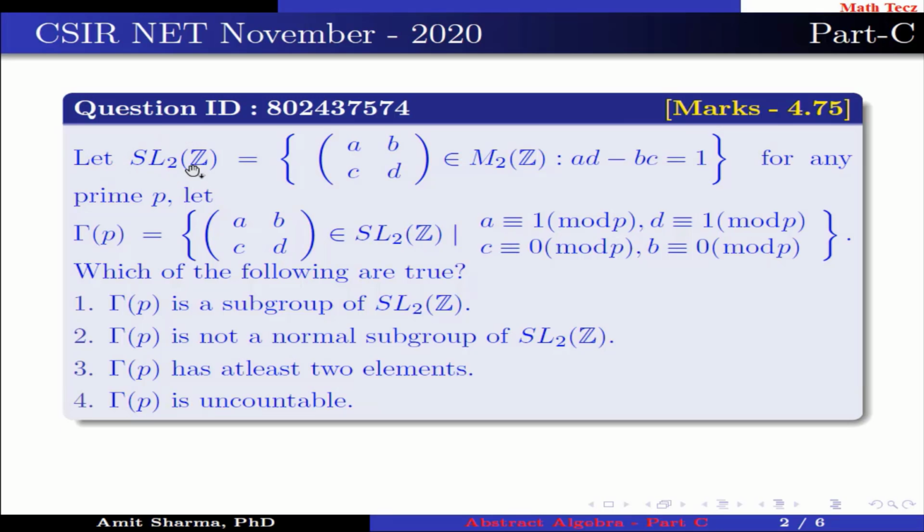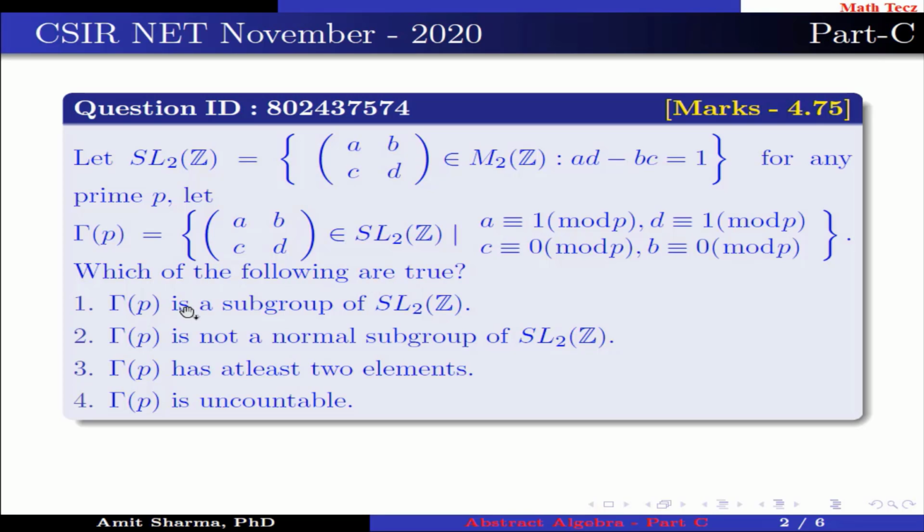Question is, let SL2Z containing 2 cross 2 matrices having elements a, b, c, d belongs to M2Z such that ad minus bc equal to 1. For any prime p, let gamma of p containing matrices having elements a, b, c, d belongs to SL2Z such that a is congruent to 1 mod p, d is congruent to 1 mod p, c is congruent to 0 mod p, and b is congruent to 0 mod p. Which of the following are true?